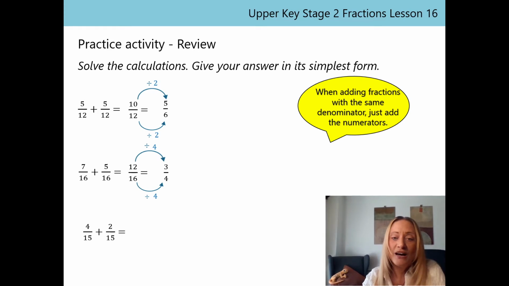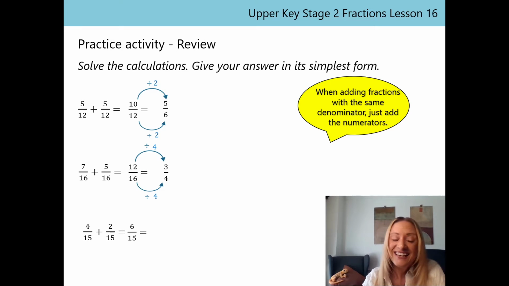Let's have a see. So our unit is 1/15. So 4 1/15 plus 2 1/15 is the same as 6 1/15. Excellent. And can we simplify that? Do you think there's a common factor between those two? Can you see that? So 1 is a common factor. Is 2 a common factor this time? No, it isn't, is it?